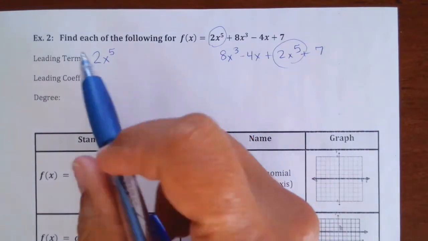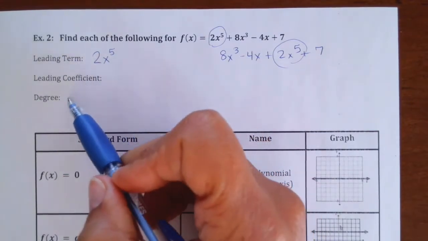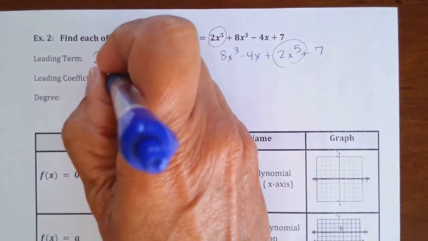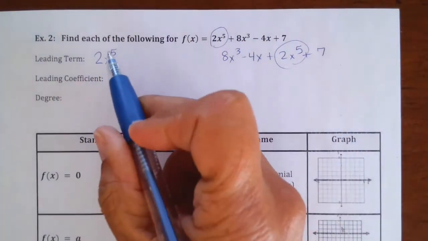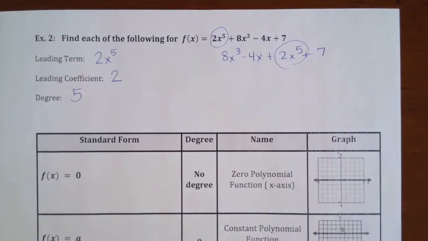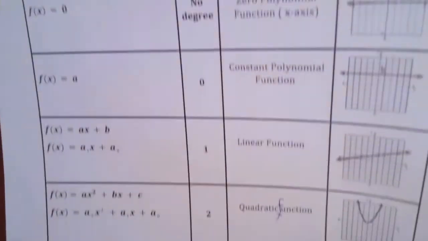All right, so then once you find the leading term, these two come right from this. So the leading coefficient is the number in front of the variable, and the degree would be the exponent that you have in that problem, okay? We'll do some more of those coming up.